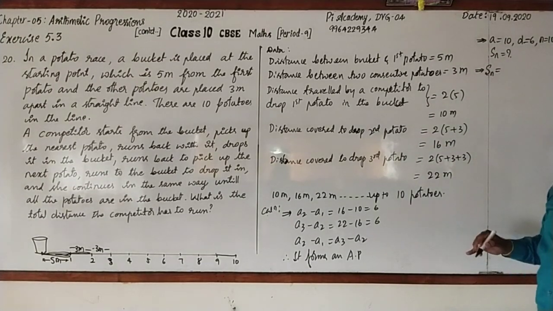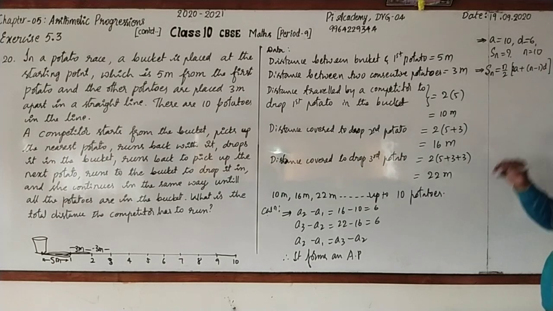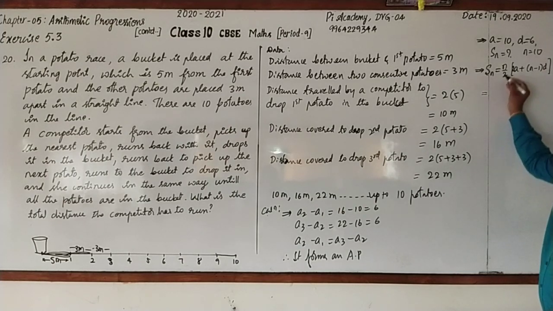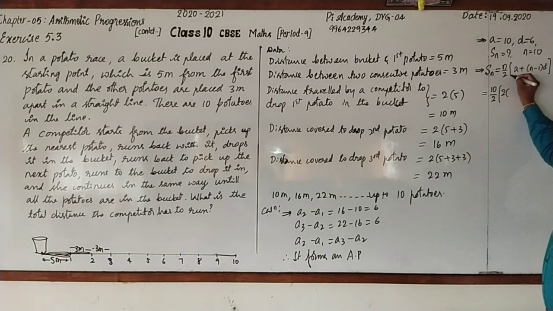Sn is equal to... okay. Now let us find out Sn. Here n equals 10. Now Sn equals n by 2 into 2a plus (n minus 1) into d. Now substitute. What is n? It is 10. So 10 by 2 into 2 into a. What is a? A is 10. Plus (n minus 1) into d, where n is 10.